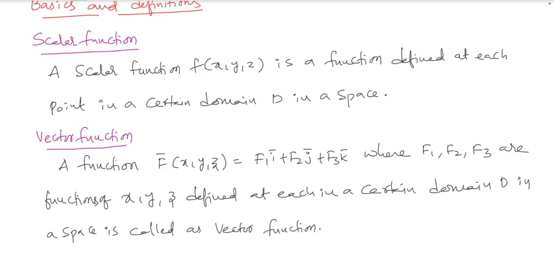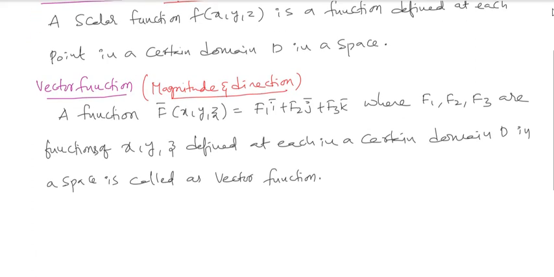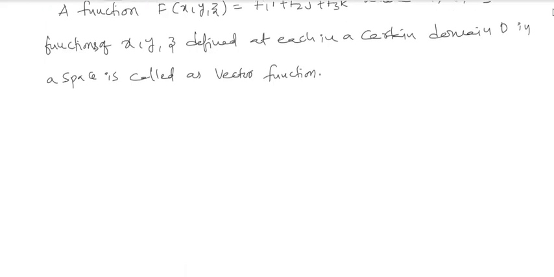See the difference between the two. Scalar has only the magnitude, which is a scalar quantity. Then vector means both magnitude and the direction. Am I right or not? So this is the difference between your scalar function as well as your vector function. Next, let me take the point function. How it will be defined? These are all the definitions, for understanding I'm just giving here. Next will be the point function.